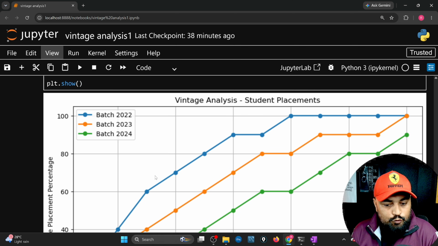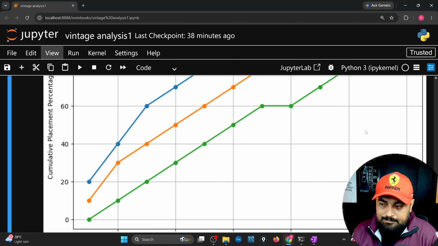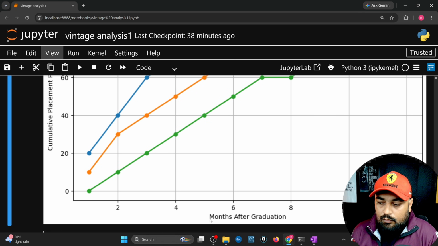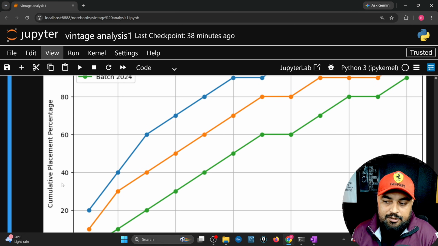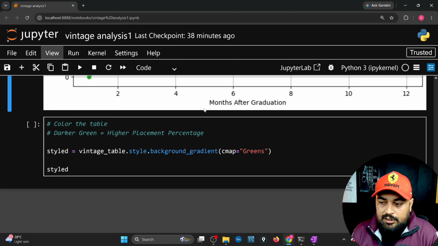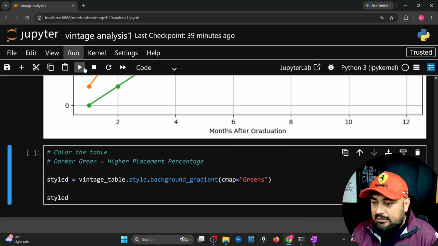So now all of you can see that I do have the vintage analysis ready for each batch. Now you can see on the x-axis we have months after graduation. Here we have the cumulative percentage. So you can see which batch has the highest cumulative percentage. Simple. Now you can simply color it also. That's your choice.